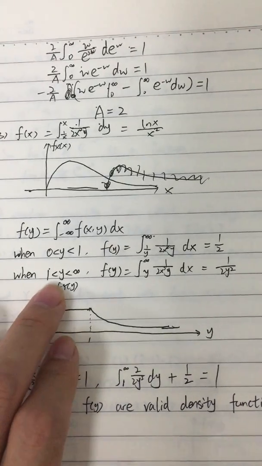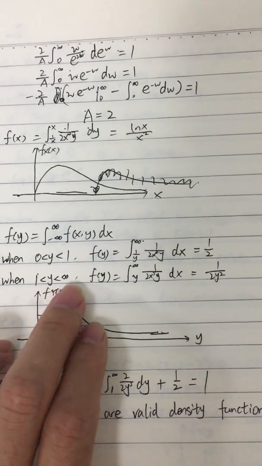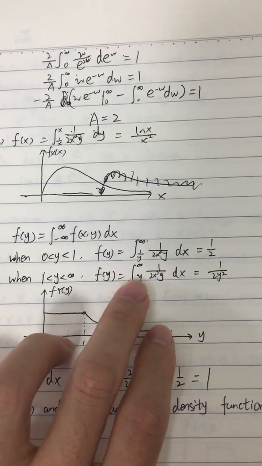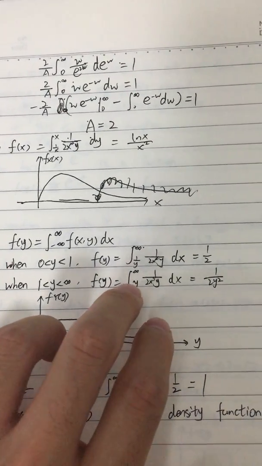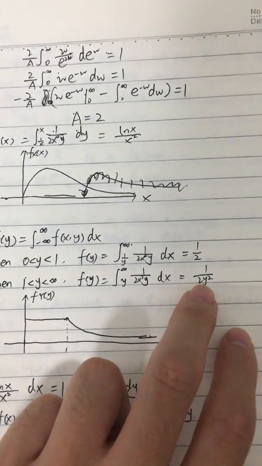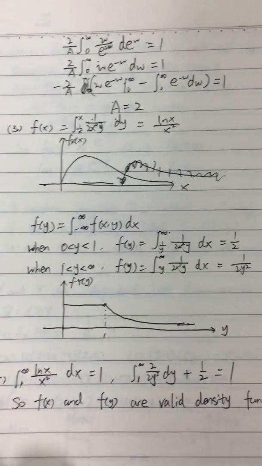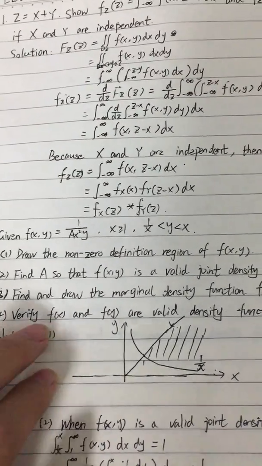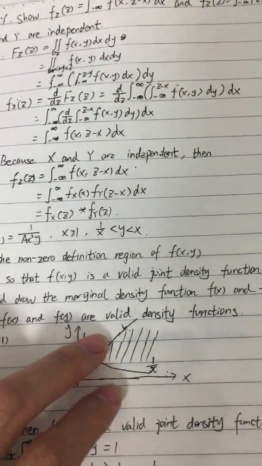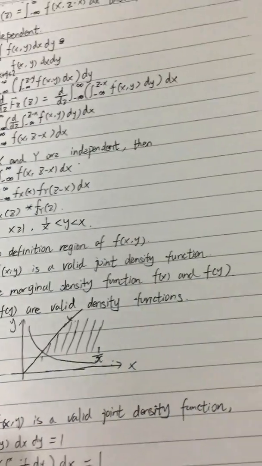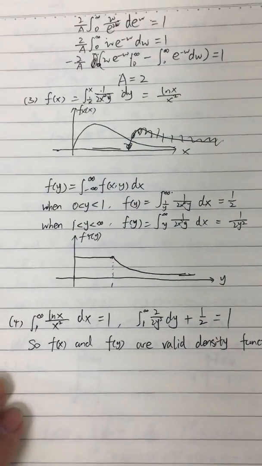And when y is bigger than 1, f_Y is equal to the integral of the function from the area of y to infinity, and we solve it out to be 1 on 2y squared. And then we can draw the figure like this. And the last part is to verify that f_X and f_Y are valid density functions. It's the same as the first part.